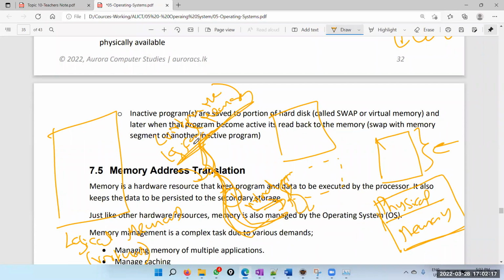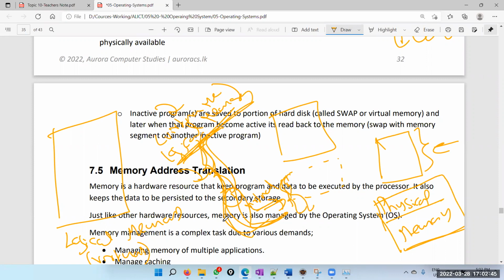Okay. So you have to keep it in mind. Especially if it is a memory address translation question, when they say virtual memory, just replace the word with logical memory. You just mean the logical memory, the memory that the operating system sees as logical.